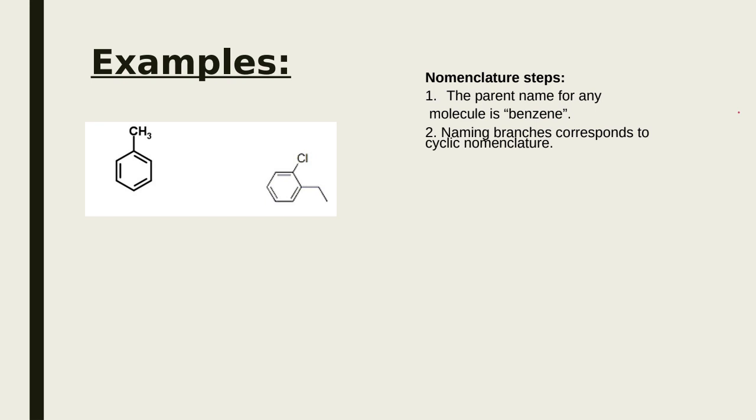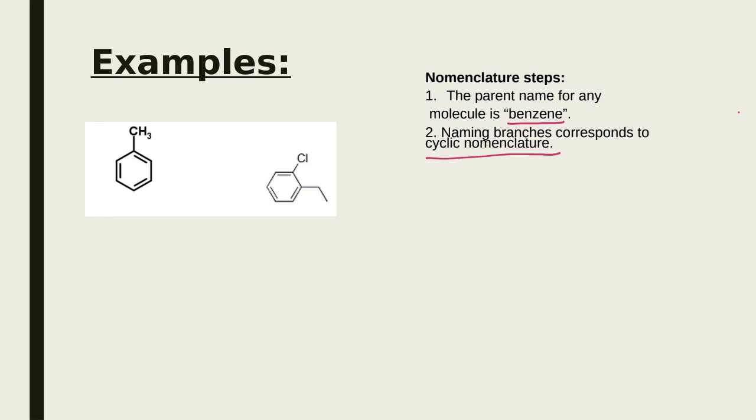So let's name some of these benzene molecules. There's a couple of nomenclature steps because we know the basic rules now for naming organic molecules. But the parent name is going to be benzene. Okay, so nice and easy. And then any branches that you see on that cyclical structure, we name based on ring nomenclature, okay, which we already know.